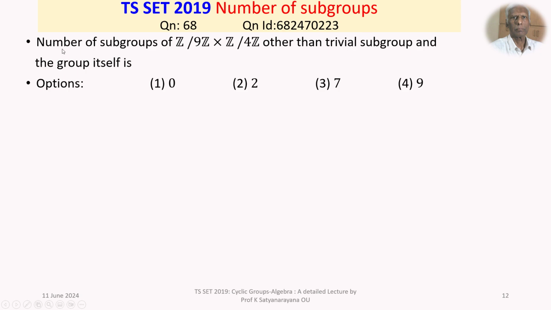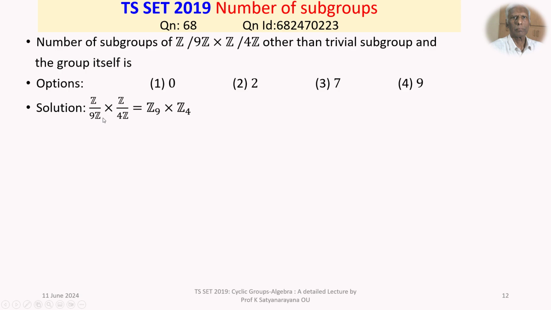The given question is: the number of subgroups of Z by 9Z, that is the quotient group, cross Z by 4Z, other than the trivial subgroup and the whole group itself, is. We are given 4 options. Now let's discuss the solution of the problem in detail.